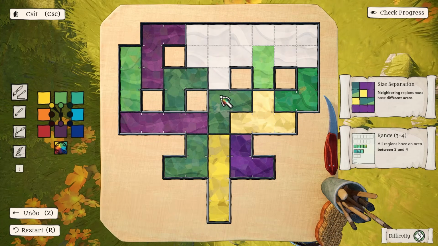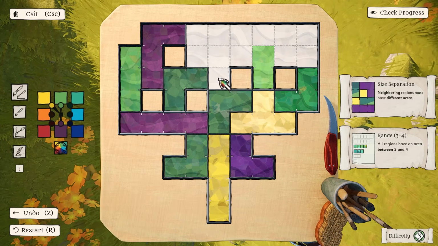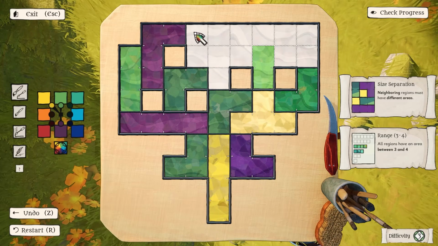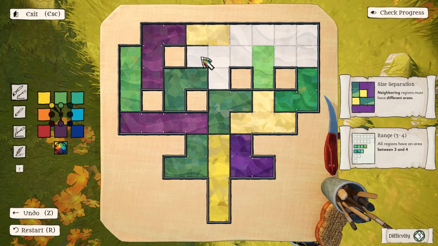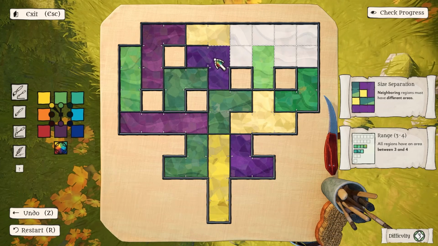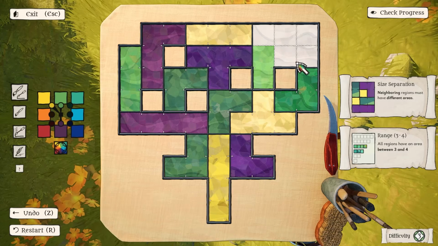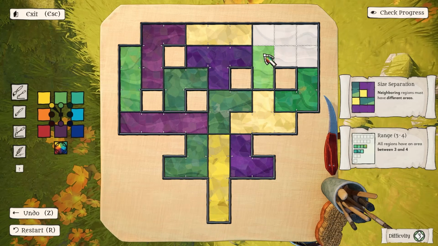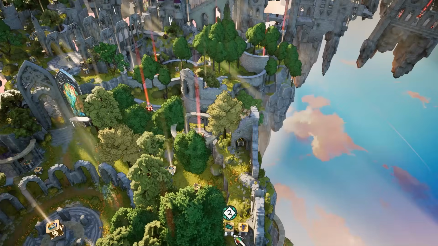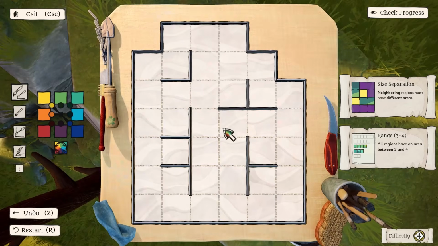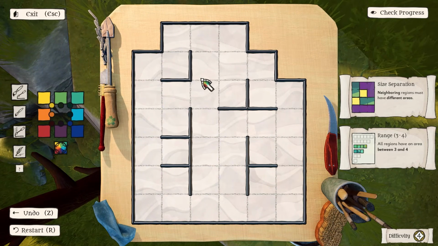3. This is going to have to be a 4. This is going to have to be a 3. It can't go down, so it has to go, at least go that way. So this is a 4. This is a 4. 4. 3. This is going to be a 3 somewhere. It can't go there. Done. All right. 4. Range 3 to 4. Size separation. And then there's nothing else obvious. 3 to 4 size separation.